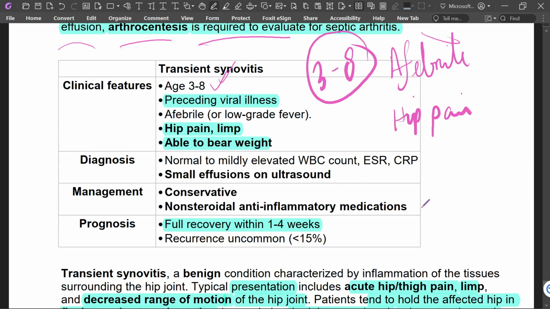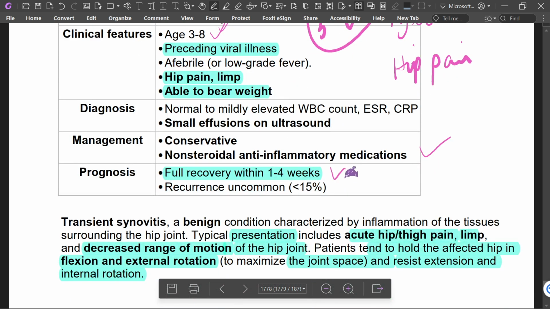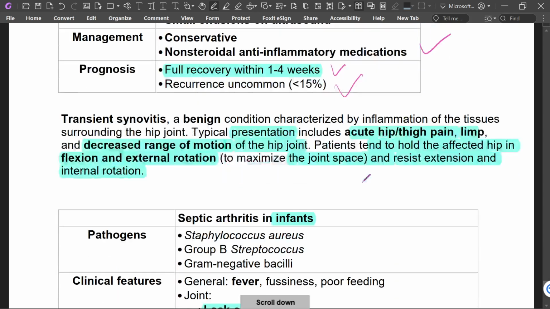It is treated conservatively, and NSAIDs are given. Full recovery occurs within 1 to 4 weeks. Recurrence is uncommon, less than 15%. This is all about transient synovitis. It is a benign condition, an inflammation of the tissue surrounding the hip joint.